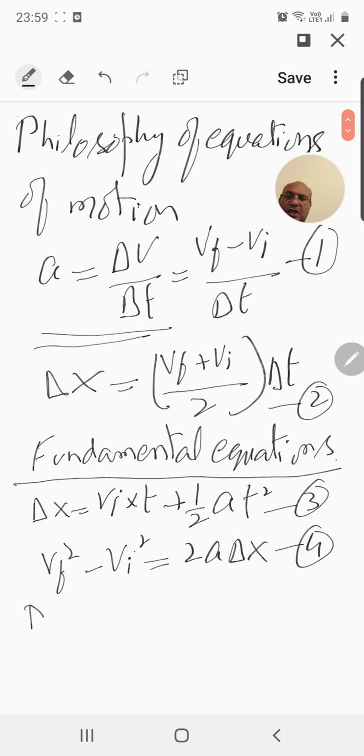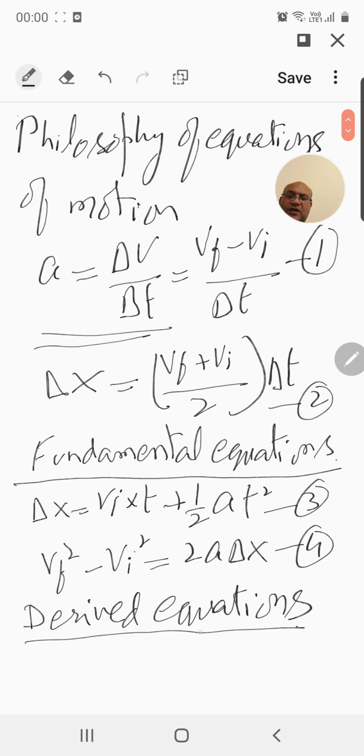These equations are called derived equations. They are called derived equations because they are derived from the fundamental equations, right? So equation number 1 and equation number 2 are fundamental equations, and equation number 3 and 4 are derived. They are derived from equation number 1 and 2.